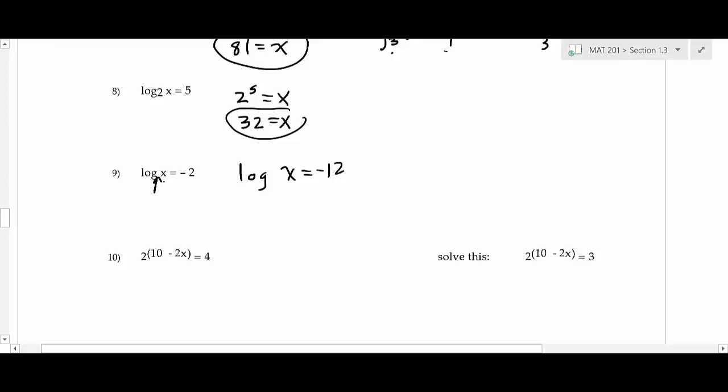Because a log, and a log is what? Base 10, right? Okay, so it's understood to be base 10. That's just the idea. Now from here it's the same thing.